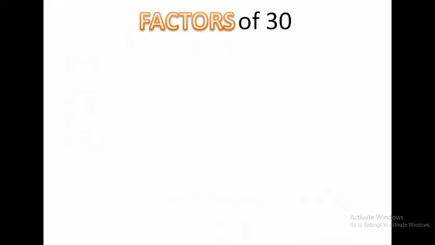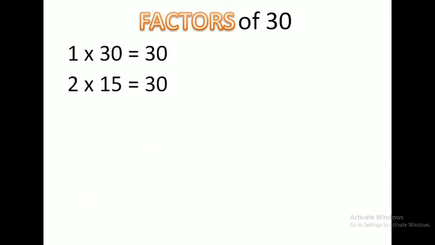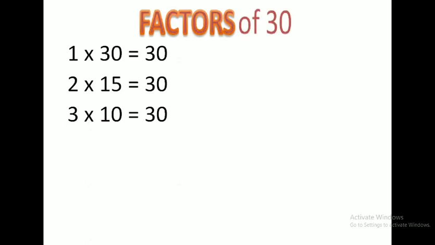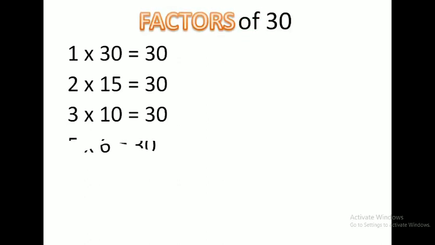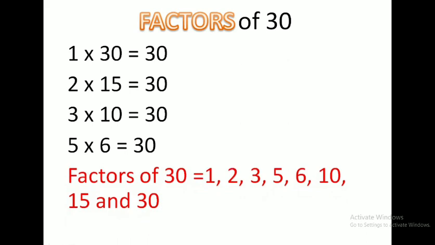So let us take one more example. We'll find the factors of 30. So pairs of numbers which give the product 30 are 1 into 30 equals 30, 2 into 15 equals 30, 3 into 10 equals 30, 5 into 6 equals 30. Thus, the factors of 30 are 1, 2, 3, 5, 6, 10, 15 and 30.